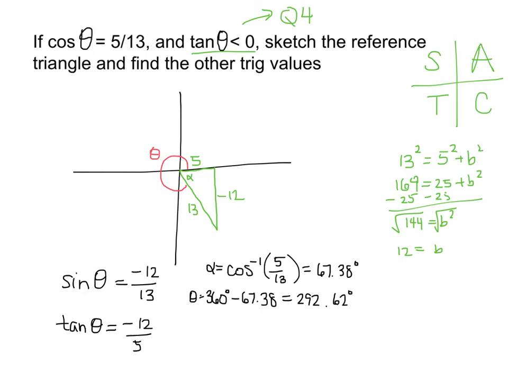I can repeat this process again in radians to find alpha. So I would just go back to my calculator, switch it to radian mode, and redo the inverse cosine of 5 divided by 13. That gives me an angle of 1.17 radians. And then to find theta in radians, I'll subtract from the full circle, which is 2 pi, or 6.28, to get the measure of theta in radians, which will be 5.10 radians.